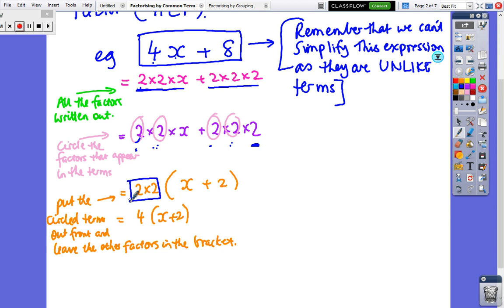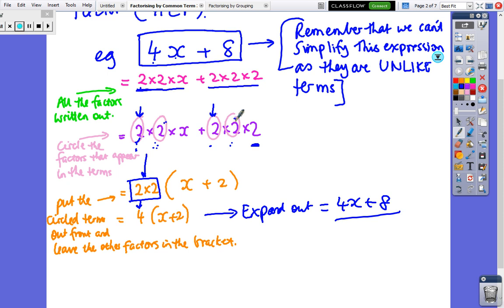And the last step, whatever is circled goes out the front. So there's 2 2's, so 2 2's come out the front, and then whatever's not circled goes in a bracket. And then if you can simplify, so 2 2's are 4, so the answer is 4 bracket x plus 2. Okay, you could check your answer. If you expand out, you'll get 4x plus 8 back, so you know that you got the right answer. The common mistake is you only circle 1 2 and you forget about the other 2. But that's partial factorising, that's not complete factorising.